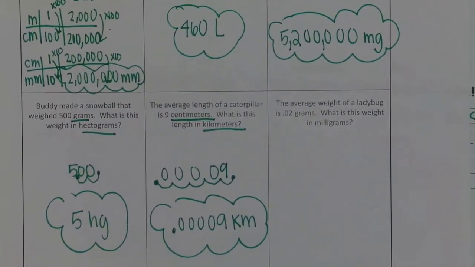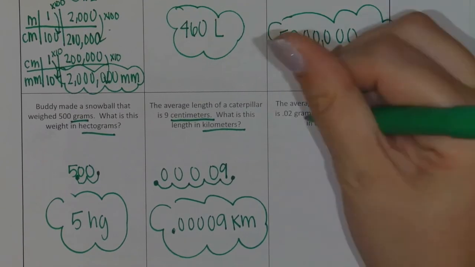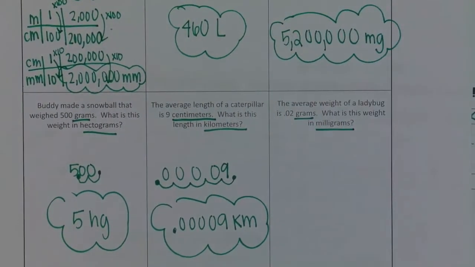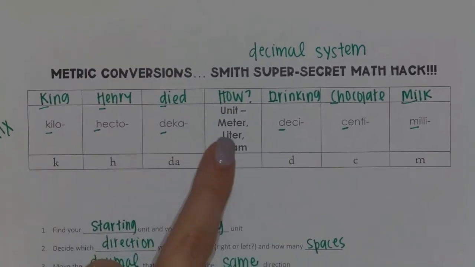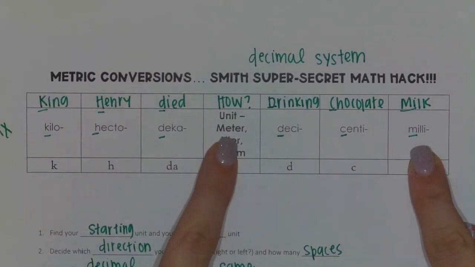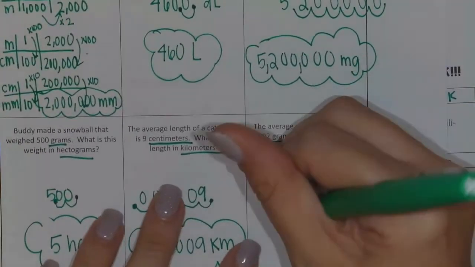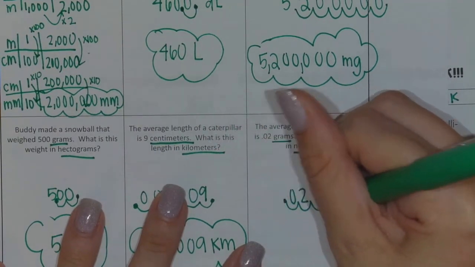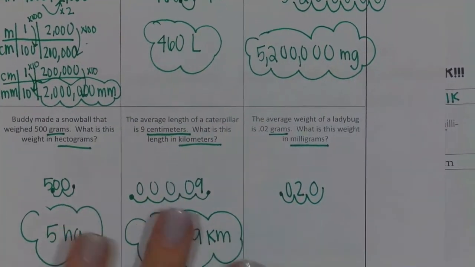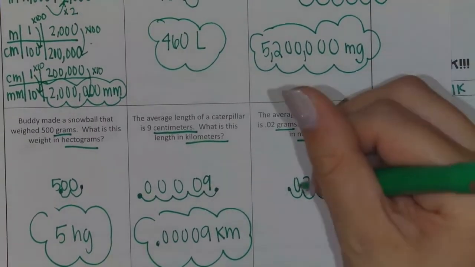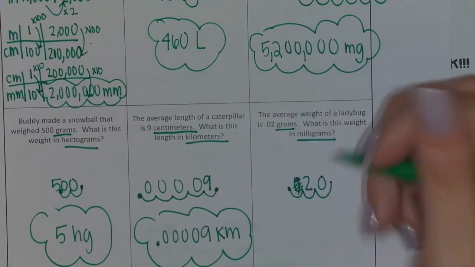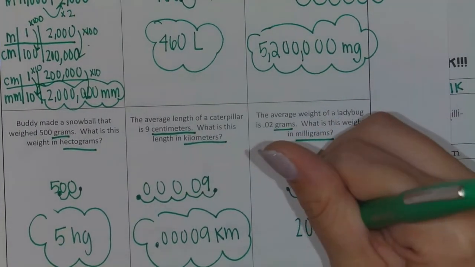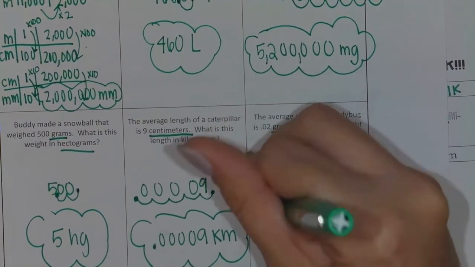And our last one says the average weight of a ladybug is 0 2/100 grams. What is this weight in milligrams? So I'm starting at grams and I'm moving to milligrams. So if I start here and I move to milligrams, that's moving to the right 1, 2, 3 spaces. So I'm going to write 0 and 2/100. Let's move it to the right 3 spaces. 1, 2, 3. I need a 0 in that blank. Now this 0 in the front, because there's not a decimal there anymore, now becomes unnecessary. So this is just 20 milligrams or 20 mg.